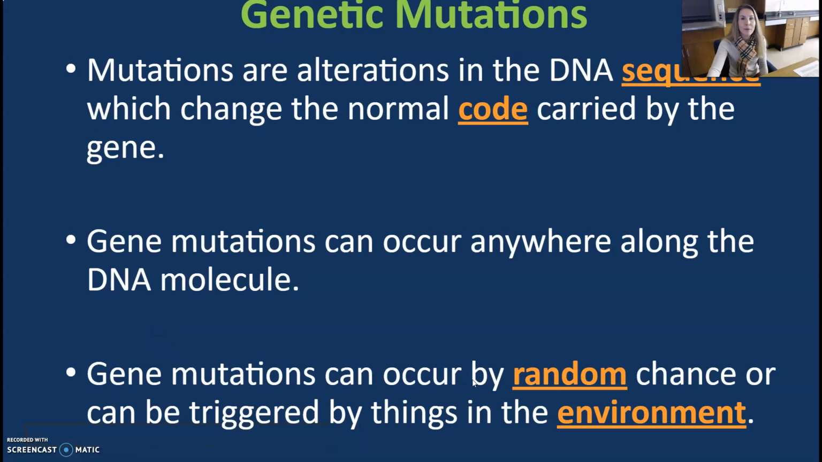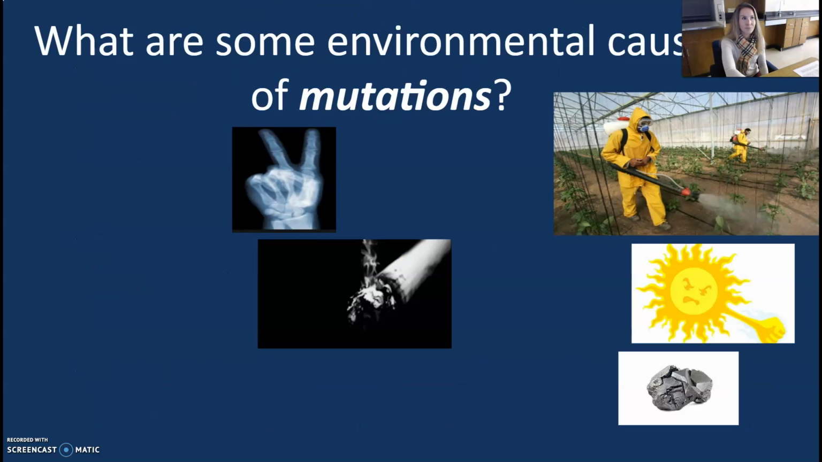So now we're going to learn about genetic mutations. First, let's define what a genetic mutation is. Mutations are alterations in the DNA sequence that change the normal code carried by DNA. Gene mutations can occur anywhere along the DNA molecule, and typically they happen by random chance, or they can happen because of an environmental factor.